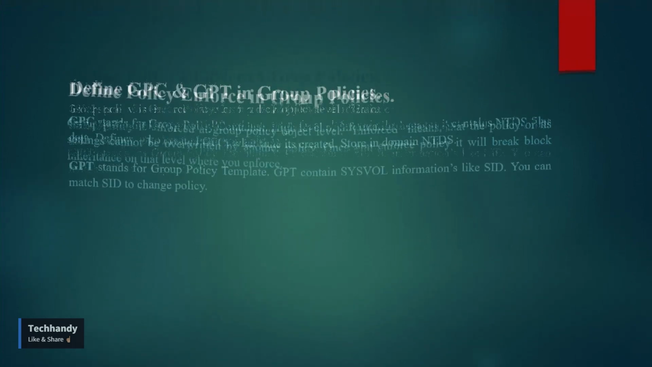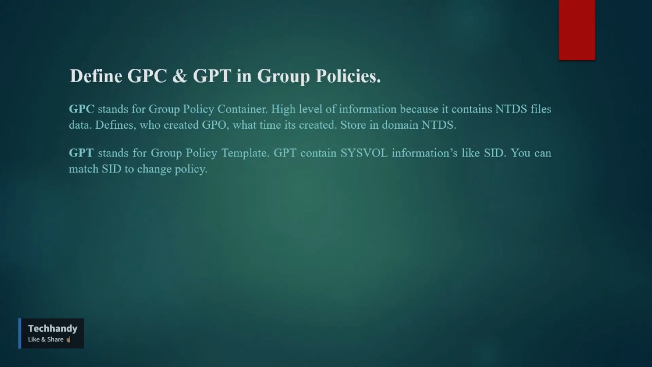Define GPC and GPT in group policies. GPC stands for Group Policy Container. High level of information because it contains .ntds files data. Means who created the GPO, what time it was created. Stored in the domain NTDS. GPT stands for Group Policy Template. GPT contains useful information like SID. You can match SID to change policy.